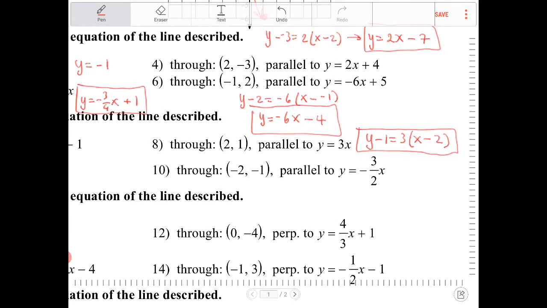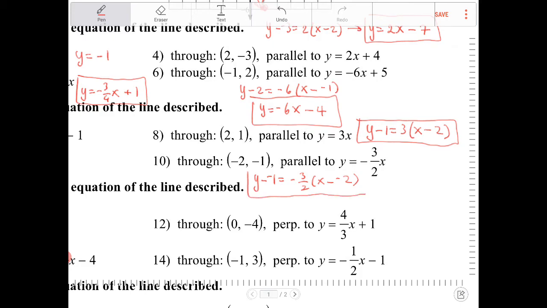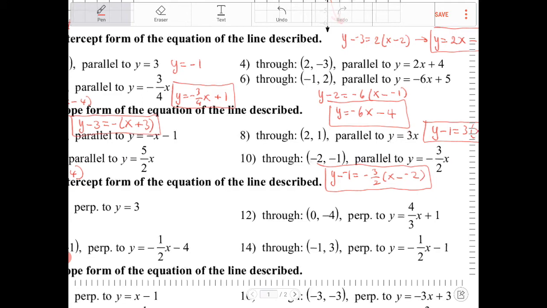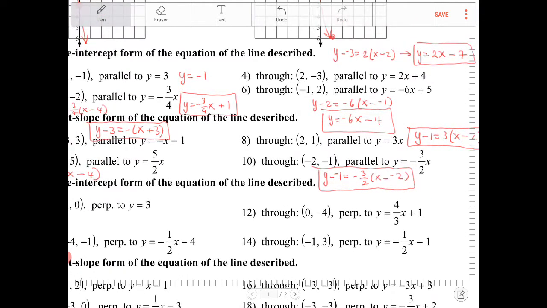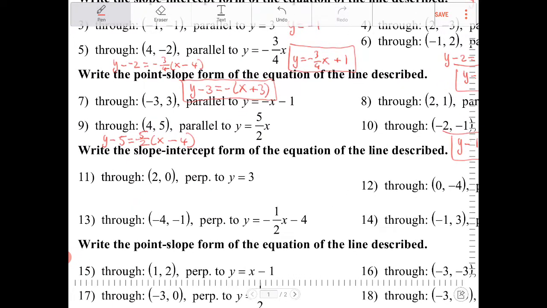Question 10. This is simply y minus negative 1 is equal to negative 3 halves times x minus negative 2. You don't have to do any work. That is it. That is our final answer. Do you see the beauty behind writing the equation in point slope form rather than in slope intercept form? Okay?